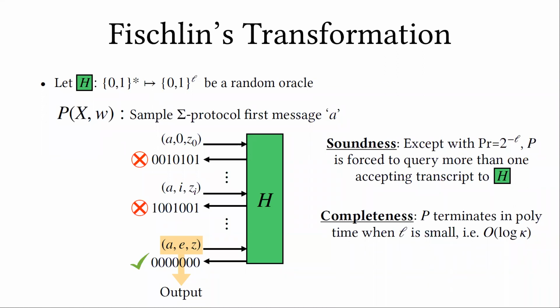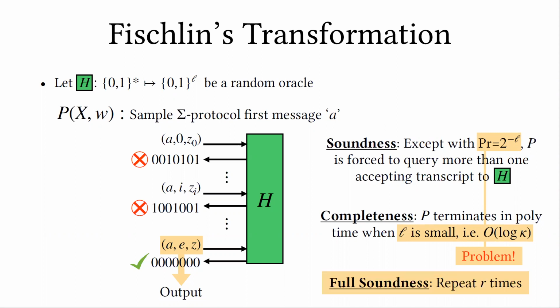Completeness follows when the hash function size is small. And so the prover can terminate efficiently. Because these two things are at odds. We need a small hash function for completeness, and we need a large output for soundness. And so there's a simple way to get around this, which is just by repeating this protocol in parallel a number of times. I'm not going to talk about these repetitions because for the context of this talk, it's going to be enough to look at a single instance of Fischlin's transform.